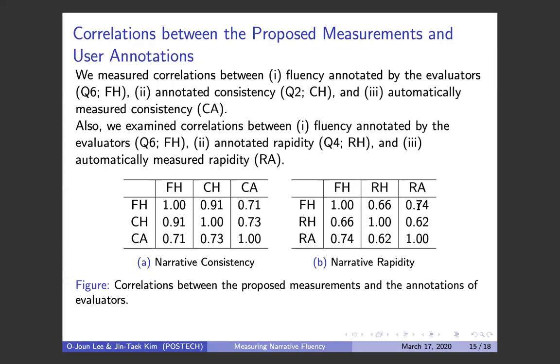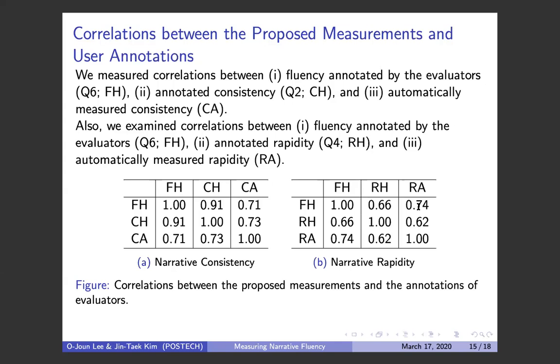However, in case of narrative rapidity, the rapidity that users annotated had low correlation with the narrative fluency. Also, the automatically measured narrative rapidity has low correlation with the annotated rapidity. However, the automatically measured rapidity has higher correlation with the annotated fluency than narrative consistency.